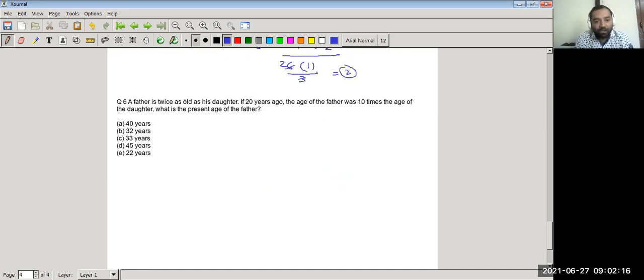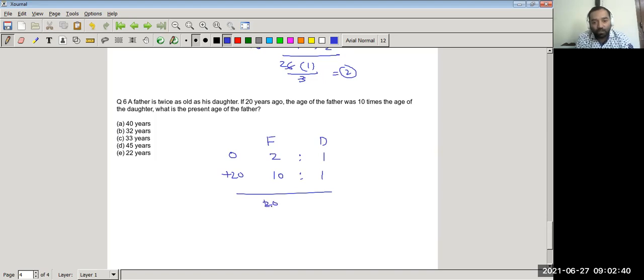A father is twice as old as his daughter. Now father and daughter. This present age means 0. This we take 0 as for present age. The ratio will be 2:1. After 20 years, plus 20, the age of father was 10 times the age of daughter. It becomes 10:1. So we have to find the present age of father.